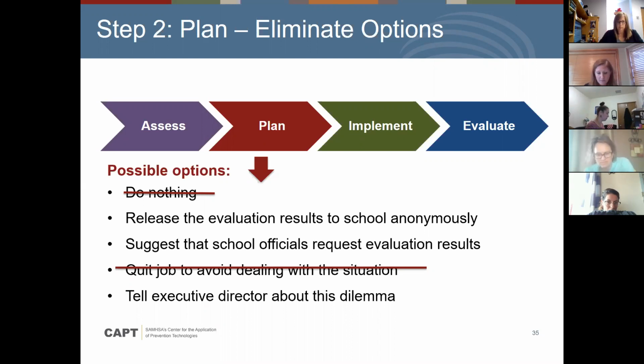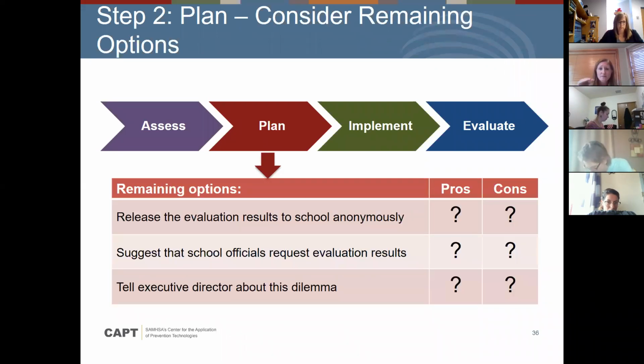Okay, go ahead, Dodie. So now that we've gotten rid of the two that we feel are unethical, Ty has three remaining options.